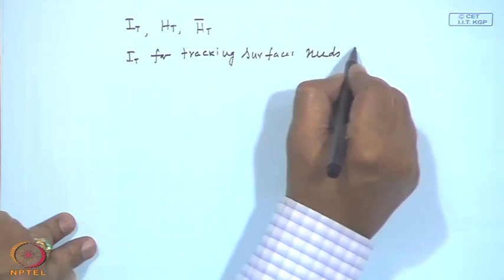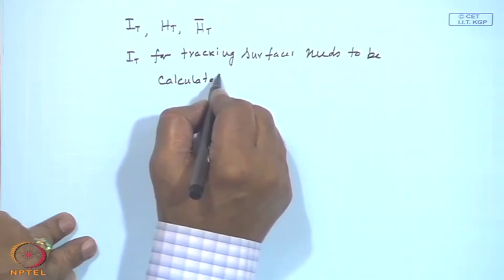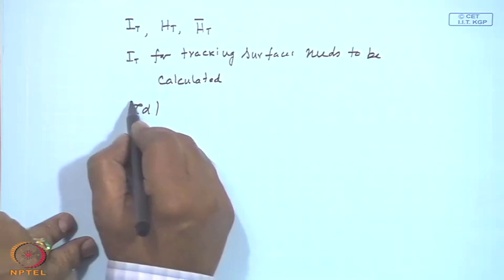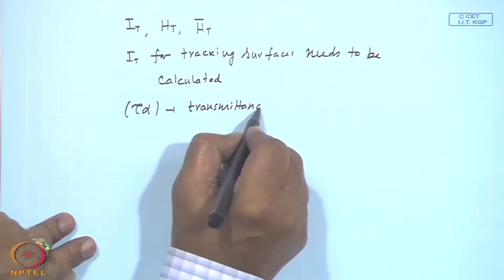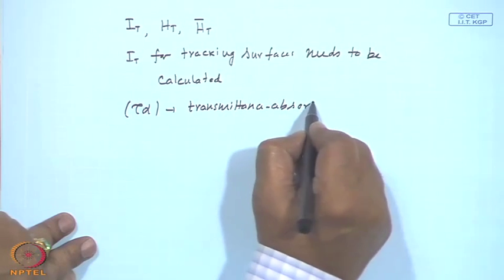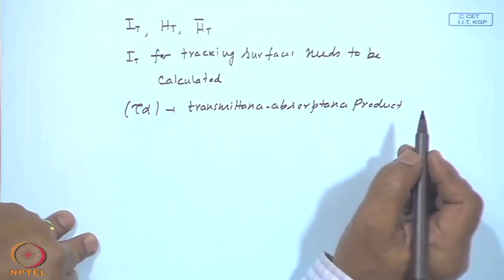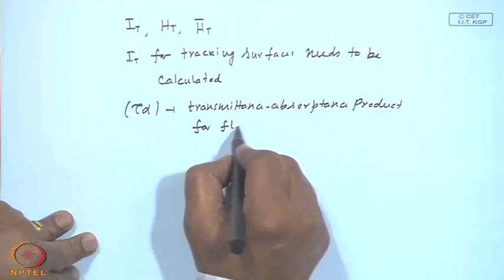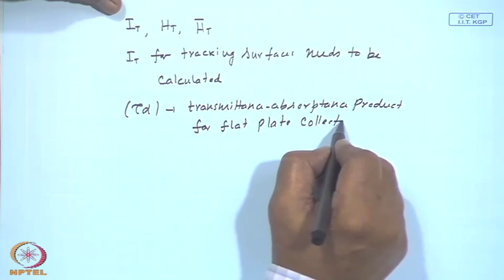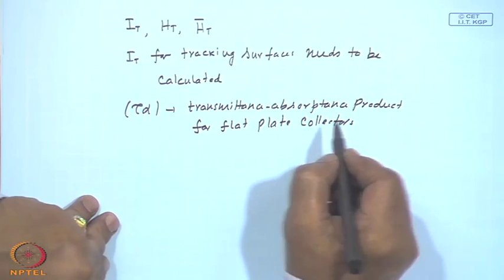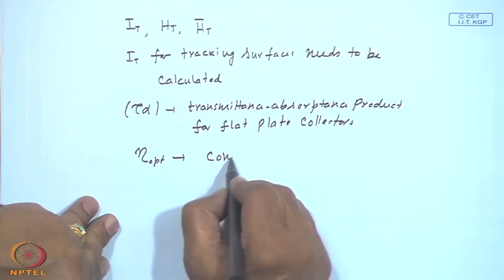Needs to be calculated. And what is tau alpha? Transmittance absorptance product. For flat plate collectors, this has to be estimated. Similarly, eta optical for concentrating collectors.